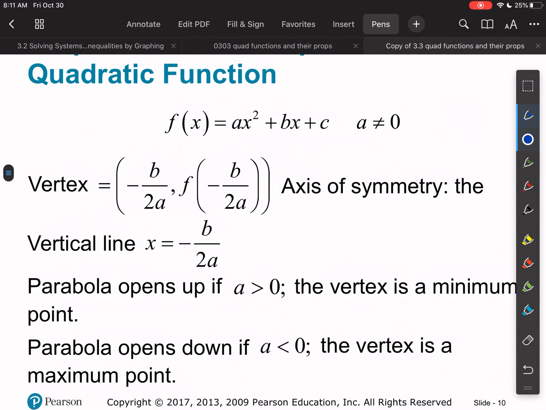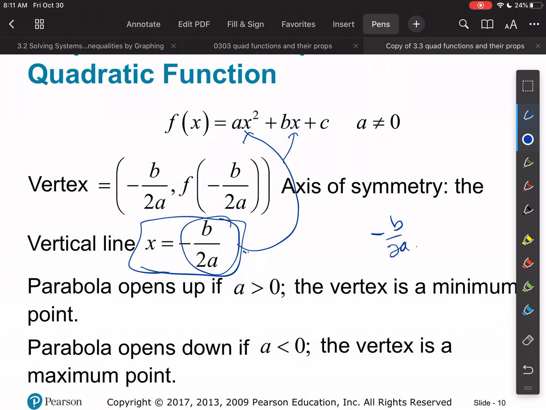So again, to find the axis of symmetry, we're going to take negative b over 2a. Then we're going to take that value, whatever we get, and plug it back in for x, because that will tell me where I am on the y at that location. And that xy coordinate, you guys, is the vertex. The vertex is always negative b over 2a, and then taking that and plugging it in for the function.